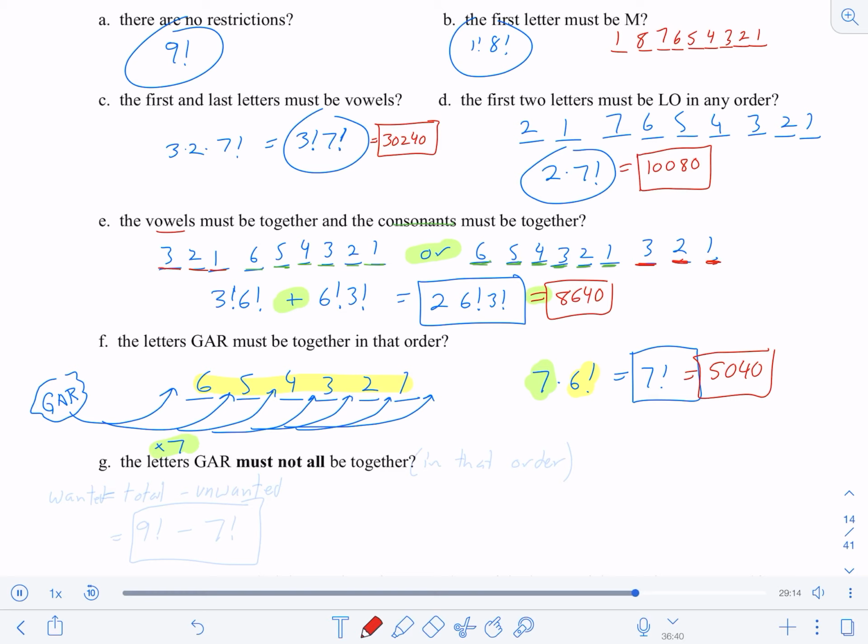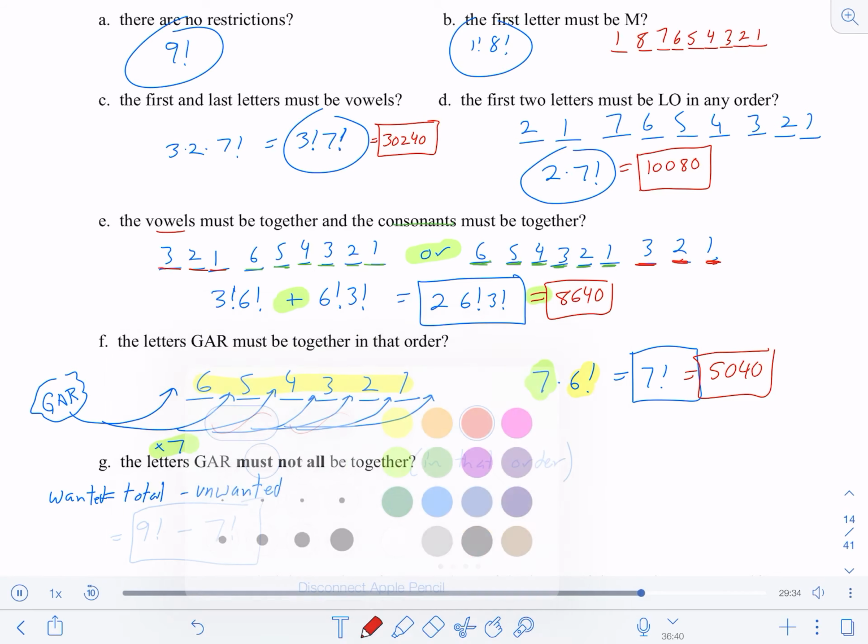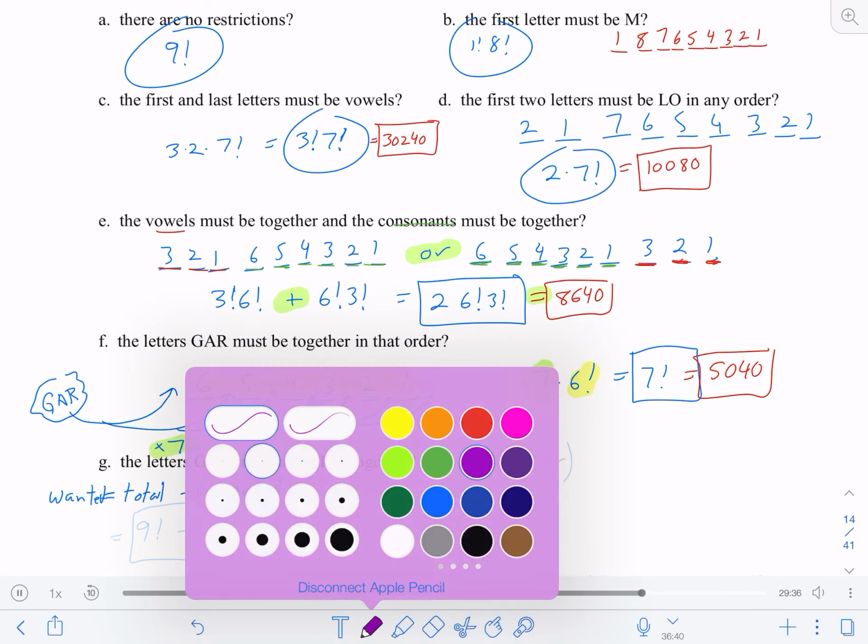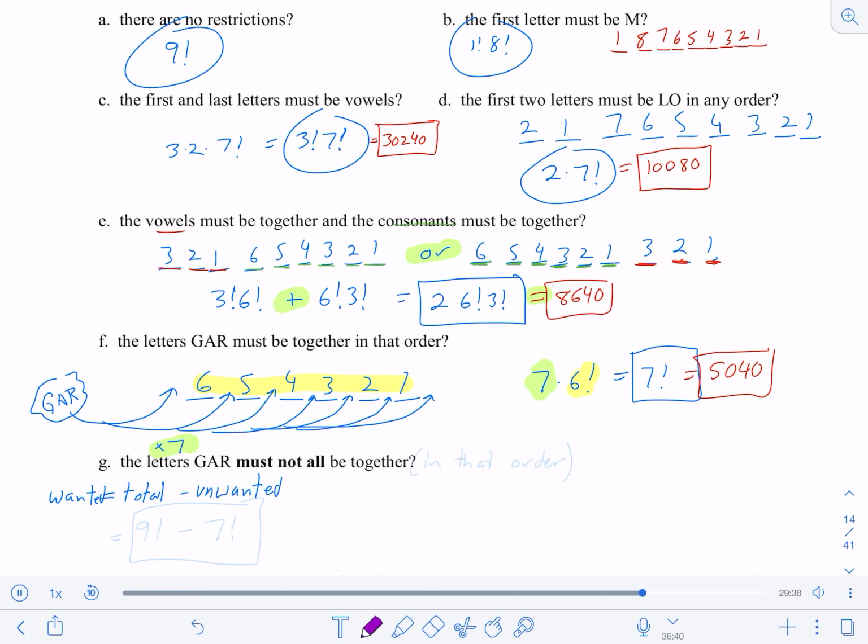Sometimes the thing we want is easier to find by taking the total and subtracting what we don't want. So the wanted is the same as the total minus the unwanted. Now, we've got some of these things all together. The thing that we don't want is GAR together.